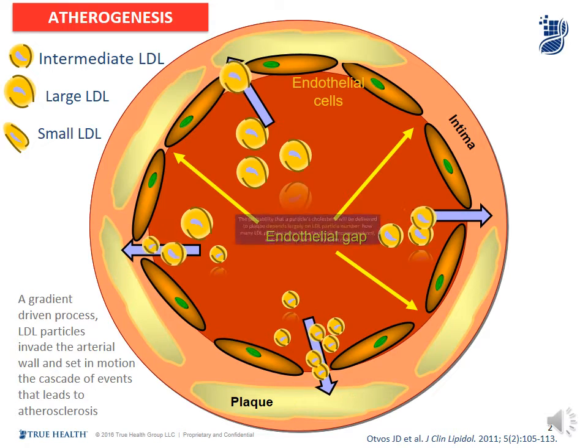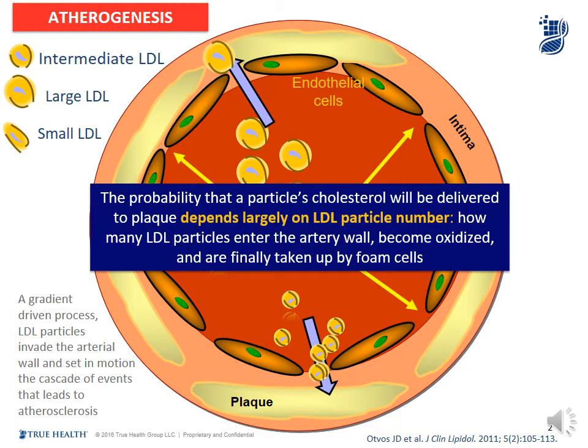This graphic illustrates that the probability that a particle's cholesterol content will be delivered to plaque depends largely on atherogenic particle number, or LDL particle number, since they make up the majority of ApoB-containing lipoproteins. Atherogenesis depends on how many particles enter the wall, become oxidized, and get ingested by macrophages, turning them into foam cells. Particle number is a crucial biomarker.